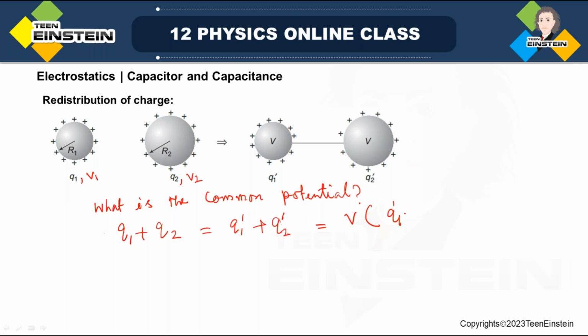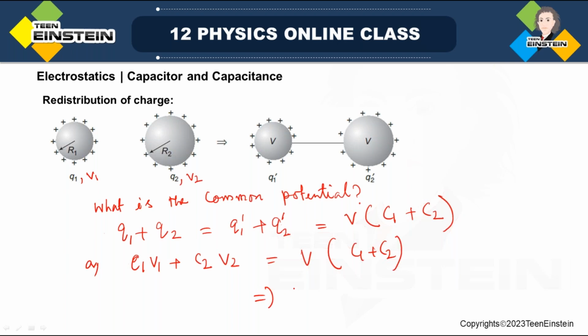Sorry, C1. Capacity also is not going to change. C1 plus C2 into V. This is the key: total charge. And on the left hand side, I can write C1 V1 plus C2 V2. That is equal to this.